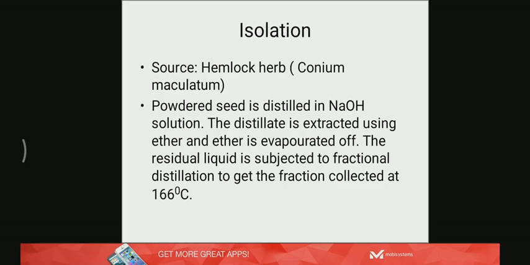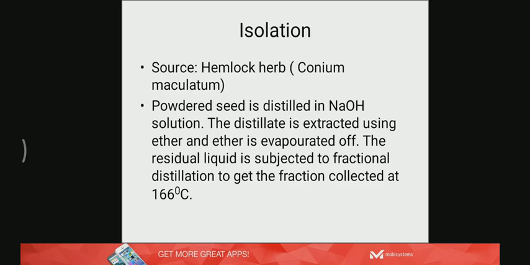This steam and this alkaloid will come out, and it is collected. Then the distillate is extracted using ether. So the vapors coming out, that is steam along with this alkaloid, condensed, will be cooled, and you get the distillate, condensed liquid, to which we now add ether.